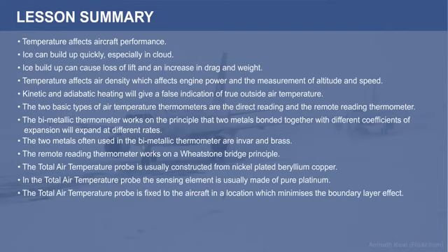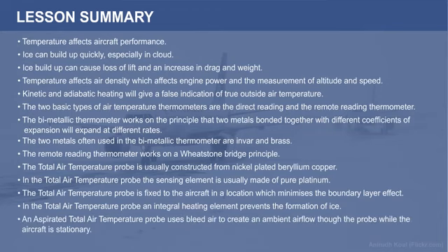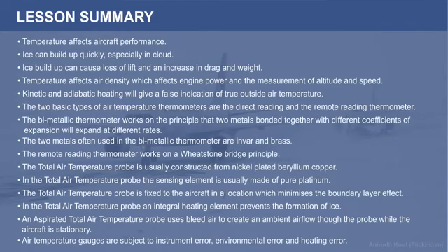The total air temperature probe is fixed to the aircraft in a location which minimizes the boundary layer effect. In the total air temperature probe, an integral heating element prevents the formation of ice. An aspirated total air temperature probe uses bleed air to create an ambient airflow through the probe while the aircraft is stationary. Air temperature gauges are subject to instrument error, environmental error, and heating error.